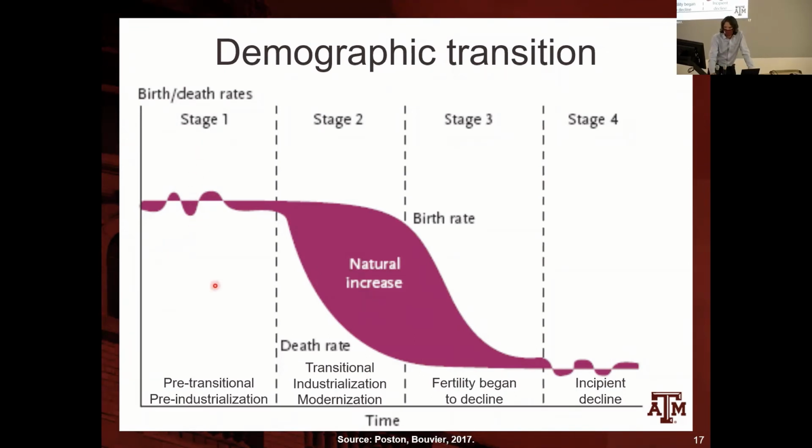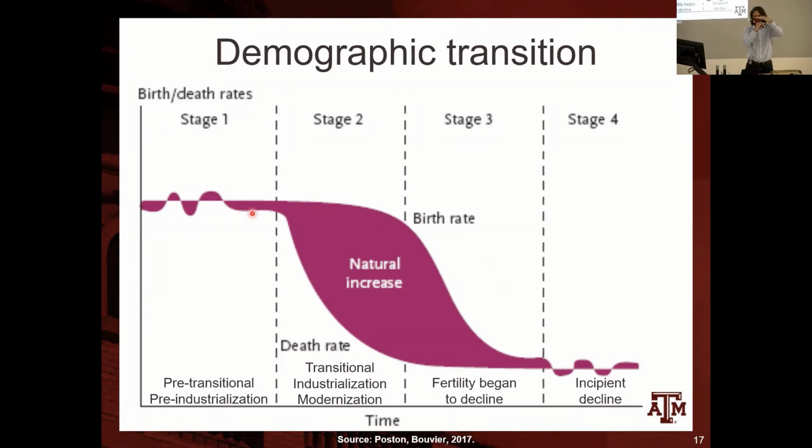So this stage 1 is called pre-transitional or pre-industrialization stage. Right? So before the Industrial Revolution, you had really poor health, really high levels of mortality, and people having a lot of children at really high levels. What happens there? When you have high levels of fertility and high levels of mortality, the population doesn't grow as much.